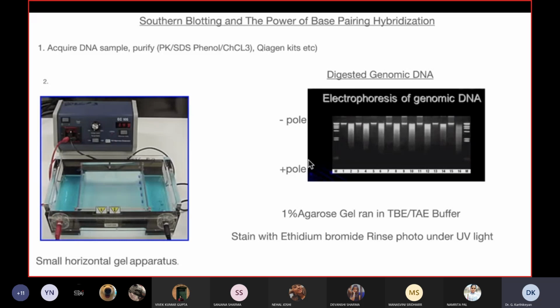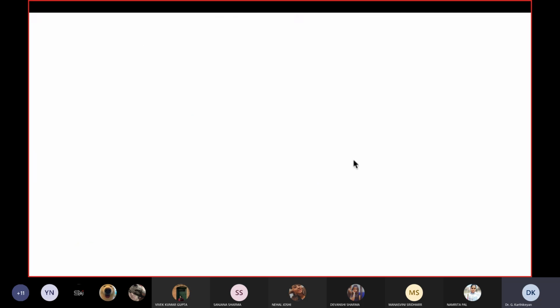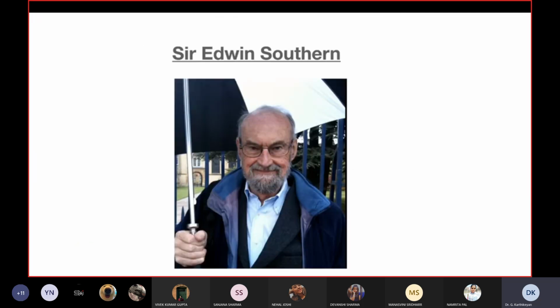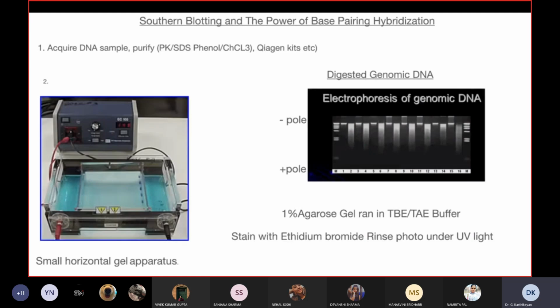So here's your negative pole. Here's your positive pole. The DNA is running down here. So the first lane here is just a marker, a DNA ladder it's called. The first sample is undigested genomic DNA, and by undigested, I mean it was not cut with a restriction enzyme. It was taken from the cell, purified, and thrown into the gel.